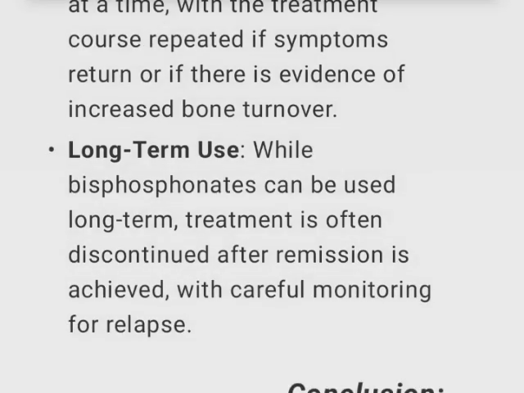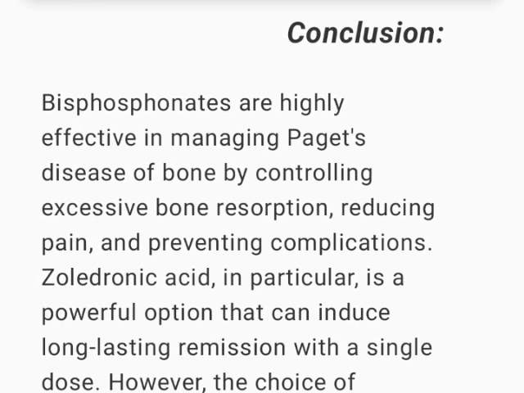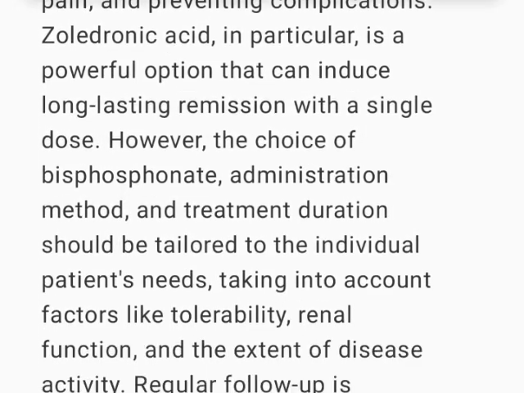Long-term use. While bisphosphonates can be used long-term, treatment is often discontinued after remission is achieved, with careful monitoring for relapse. Conclusion. Bisphosphonates are highly effective in managing Paget's disease of bone by controlling excessive bone resorption, reducing pain, and preventing complications. Zoledronic acid, in particular, is a powerful option that can induce long-lasting remission with a single dose.